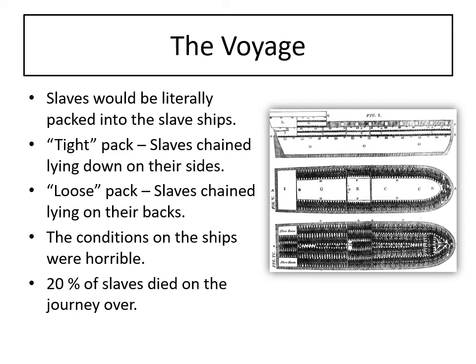The voyage of a slave across the Atlantic was absolutely horrible. There were two common ways to pack slaves, tight pack and loose pack. With tight pack, slaves were chained together lying down on their sides. The loose pack method placed slaves on their backs while chained together. As a result of these inhumane conditions, 20% of slaves died on the journey.